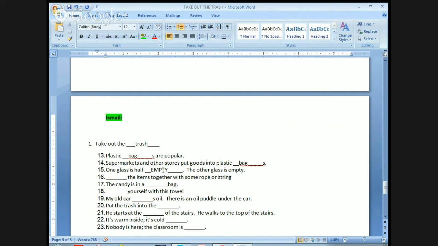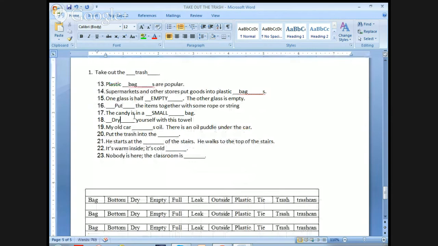Put the items together with some rope or string. The candy is in a small bag. Dry yourself with this towel. My old car leaks oil or burns oil. There is an oil puddle under the car.